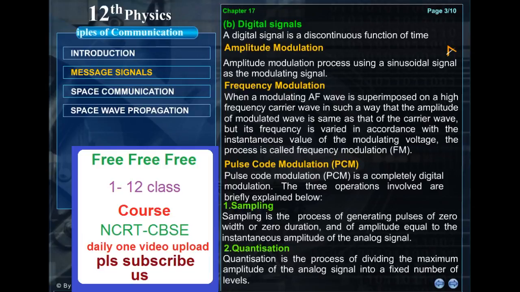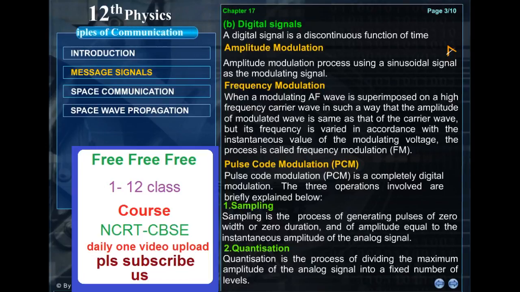We explain the amplitude modulation process using a sinusoidal signal as the modulating signal. Frequency modulation. When a modulating AF wave is superimposed on a high-frequency carrier wave in such a way that the amplitude of the modulated wave is the same as that of the carrier wave, but its frequency is varied in accordance with the instantaneous value of the modulating voltage, the process is called frequency modulation, FM.